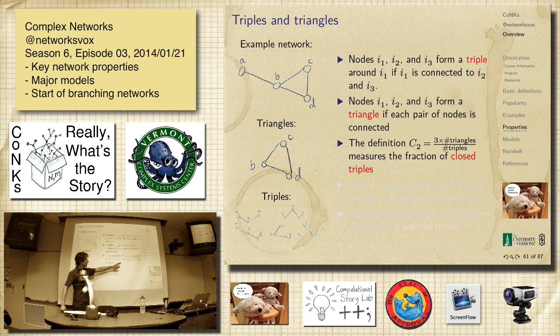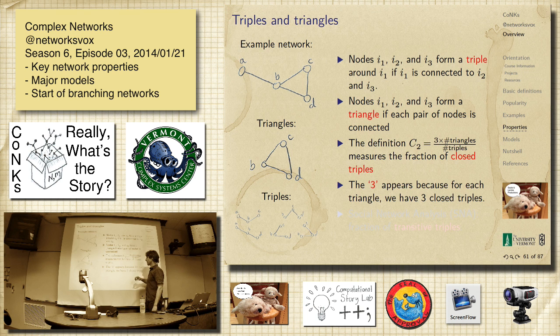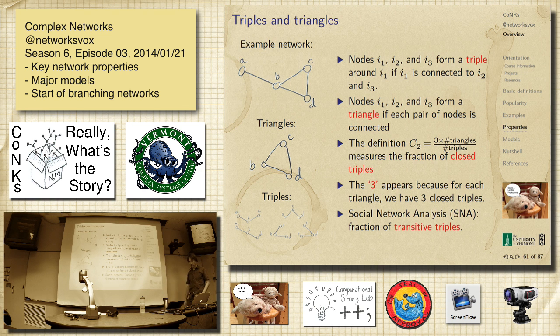And so C2 will then be 3 times the number of triangles you find, divided by the total number of triples. So you have to count the number of triangles and divide by the total number of triples. You have to count those as well. So you can think of it as closed triples. There's a 3 because for each triangle we're closing 3 triples, right? There's a triple here, and a triple here, and there. So that's 3 closures. Each triangle gives you 3 closures. In social network analysis, which has existed for longer, this is called a transitive triple, you might say.